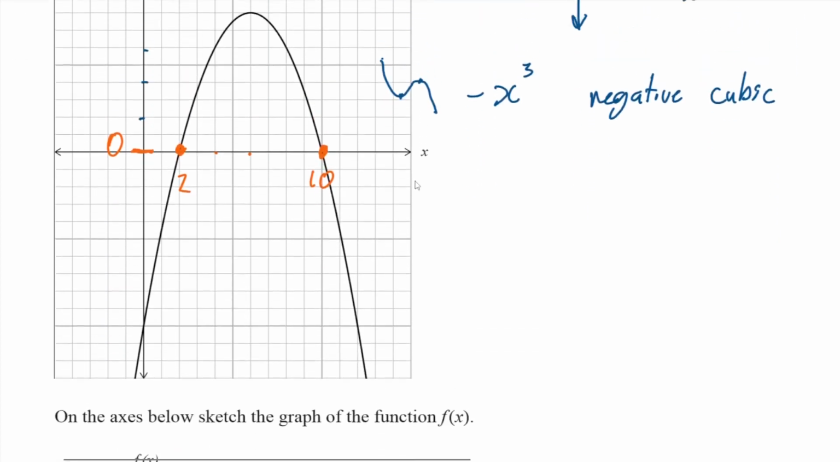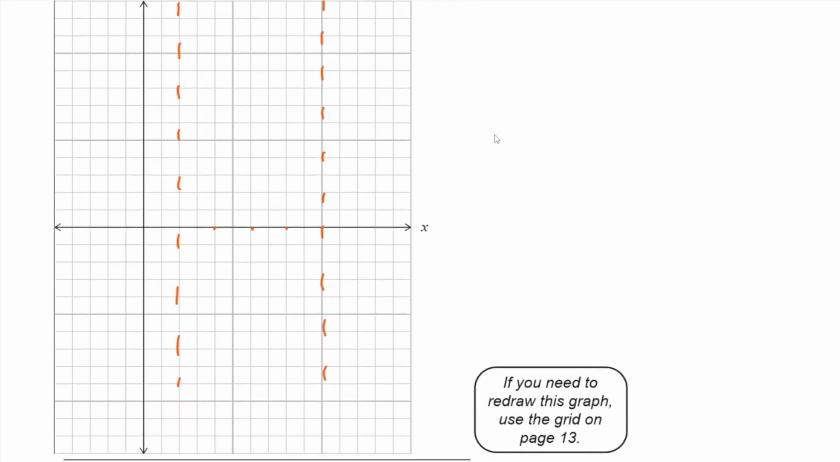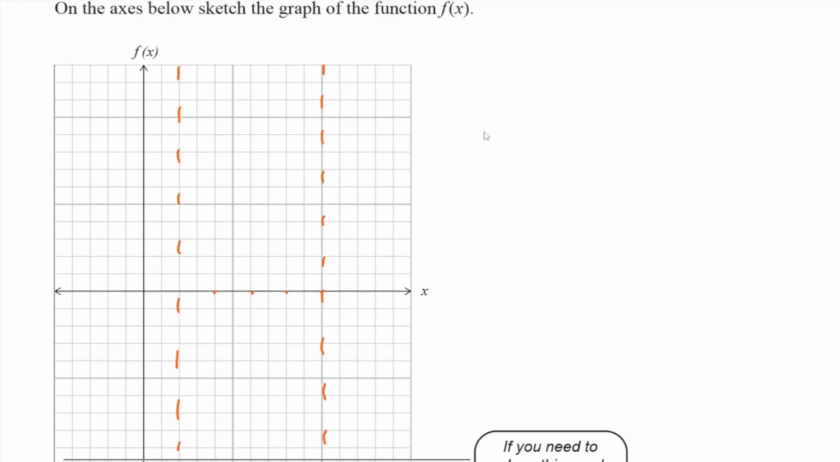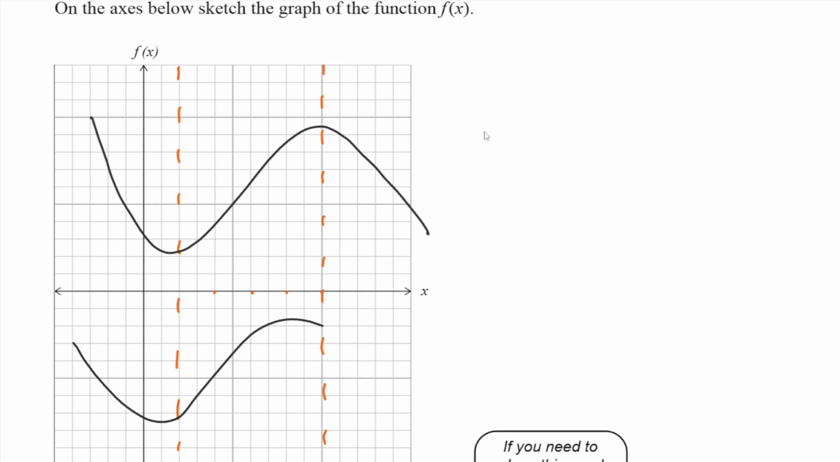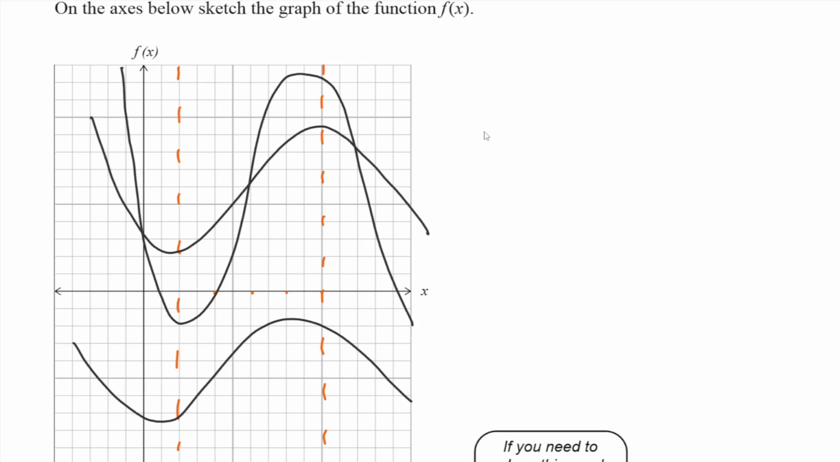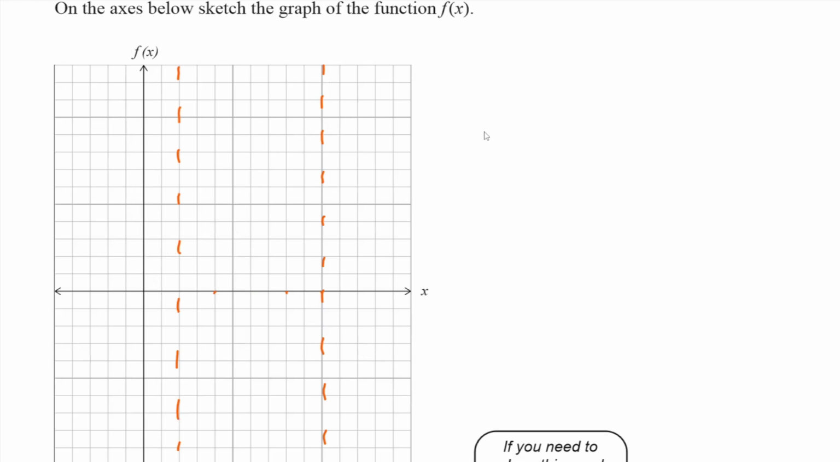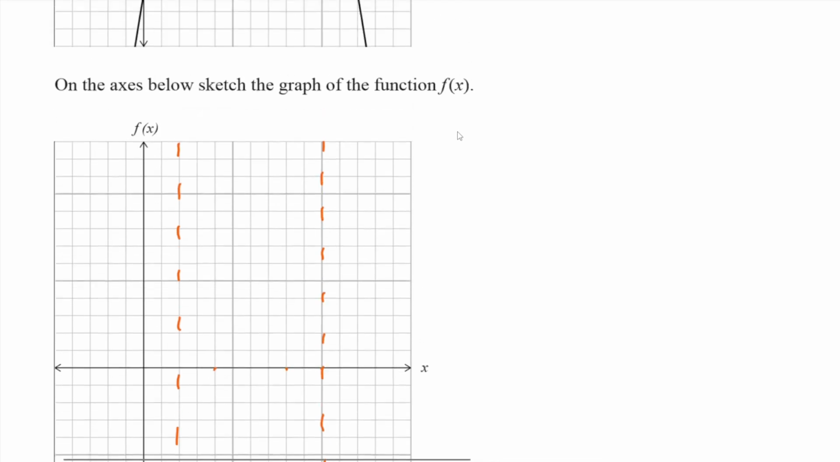Okay, so we know it's going to be a negative cubic, and we know our turning points, our min and our max, need to go through those red dashed lines. And that's all we need to sketch it. Now you may be asking, but how do I know how high to position it? For example, should it be like that, or that, or how steep should it be? Right? All of these things are possible with the information we are given.